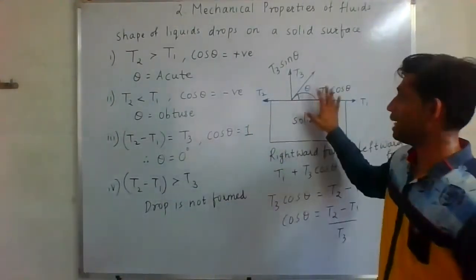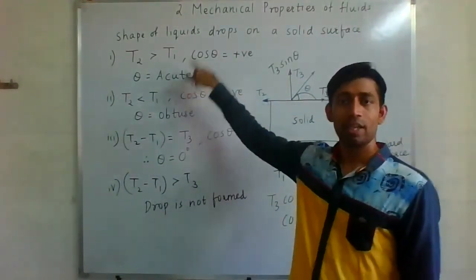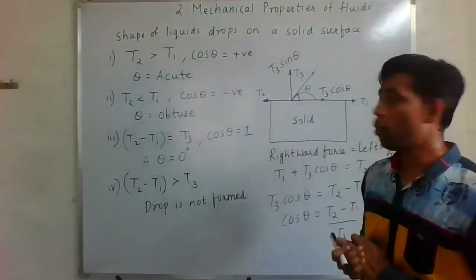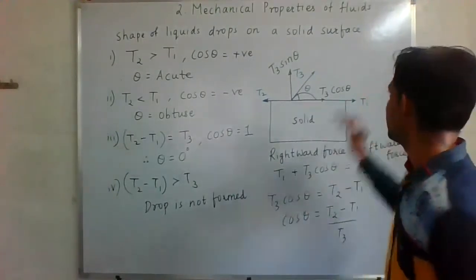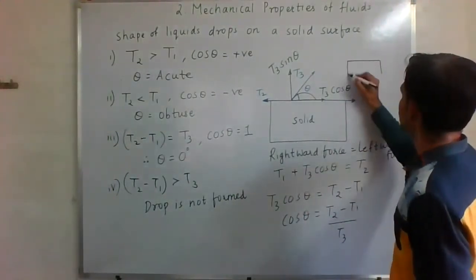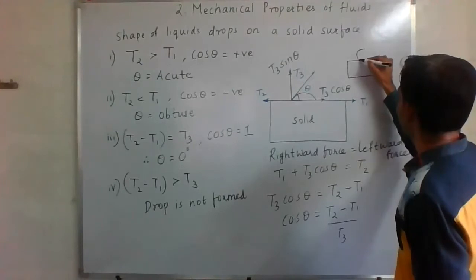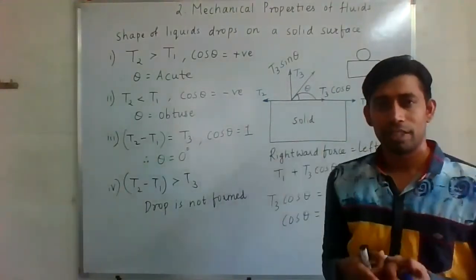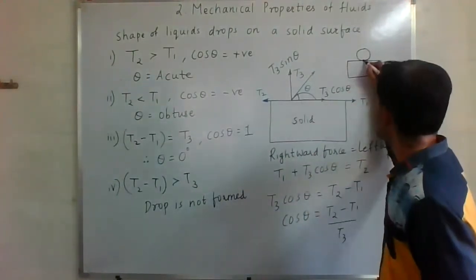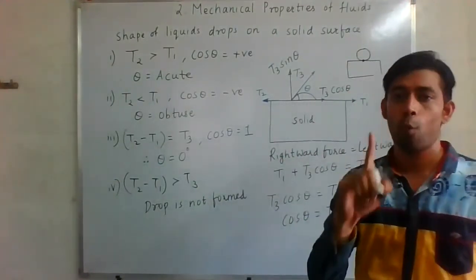Clear? So this was the case of acute angle. Okay, for mercury, if I want to show this in a short, small diagram, I can show it like this. Here we have solid. Mercury will be having this kind of shape. Okay, it will be sphere-like, where it will be contacting at only one point.